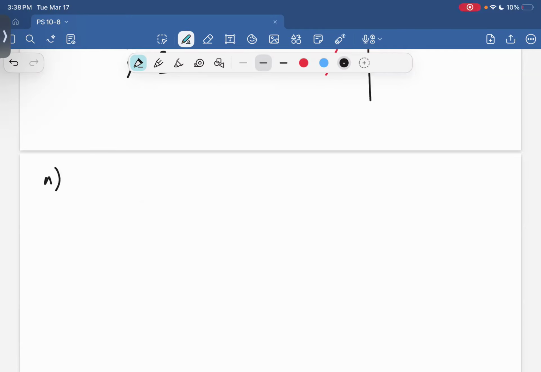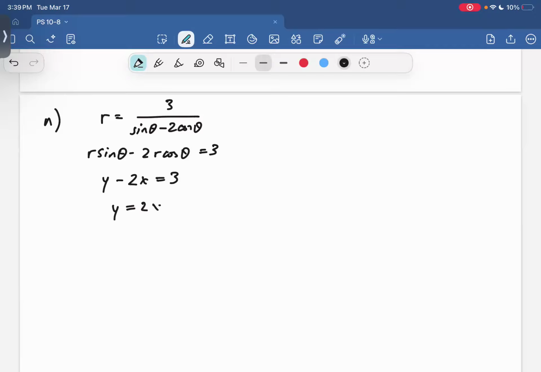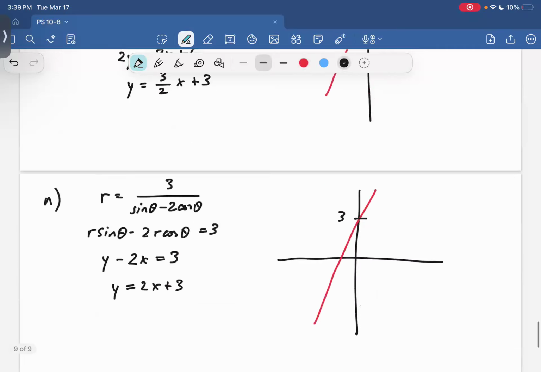Then the last one is very similar. We have r sine theta minus 2r cosine theta equals 3. So that's y minus 2x equals 3, or y equals 2x plus 3. It's a very similar graph, isn't it? Slope 2, intercept 3. So it's going to look like that. Almost the same thing, just steeper.